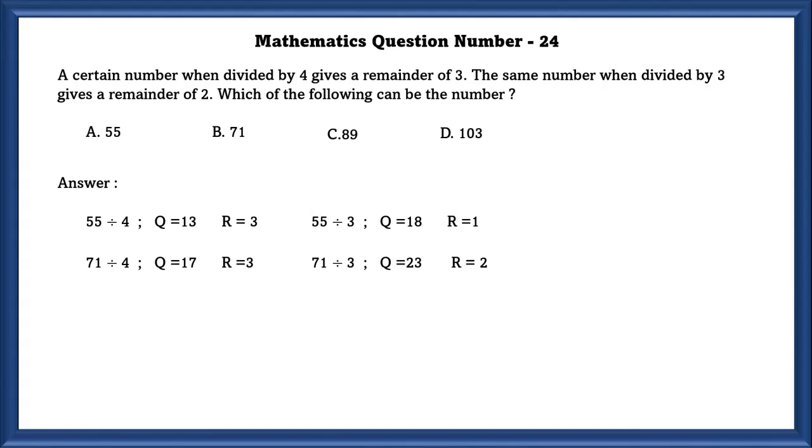The next option, 71 divided by 4, quotient is 17 and remainder is 3. And 71 divided by 3, which is equal to quotient is equal to 23 and remainder is equal to 2.